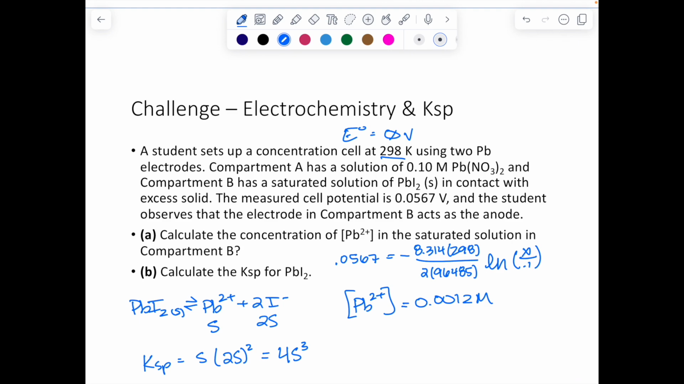And so what is S? S is our molar solubility. And we know that the S is going to be this number because this is the molar solubility of lead in the solution. And then because it is lead-2 iodide, the iodide is just going to be 2 times this. And so when we're calculating KSP, we're going to do 4 times this number cubed. So 4 times that number cubed is going to be 6.9 times 10 to the negative 9. That is our KSP value.